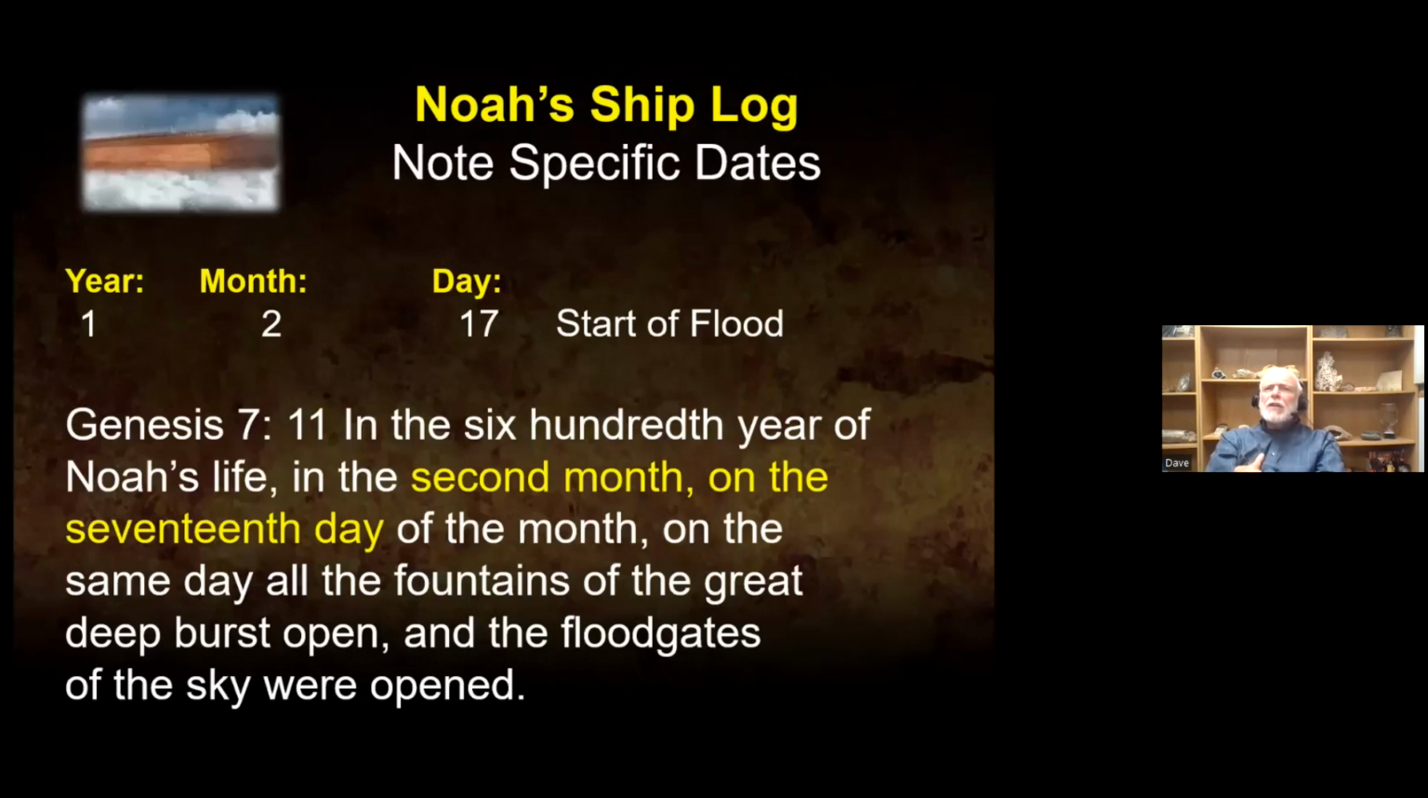I call it Noah's ship log because he is writing it down evidently as it is occurring. All right. For instance, it says in the 600th year of Noah's life, in the 2nd month, on the 17th day of the month, on the same day, all the fountains of the great deep burst open, and the floodgates of the sky were opened. Look at that detail. 2 sources of water and a specific day that the flood starts.